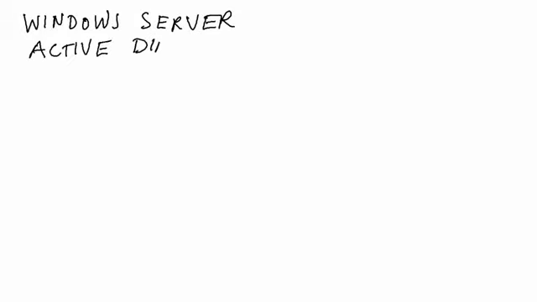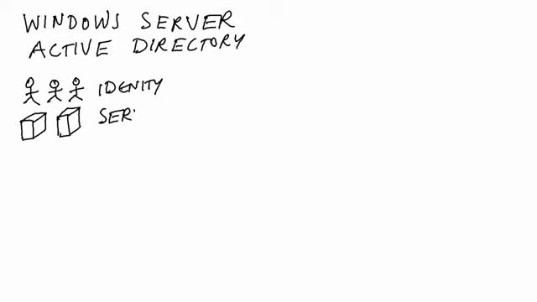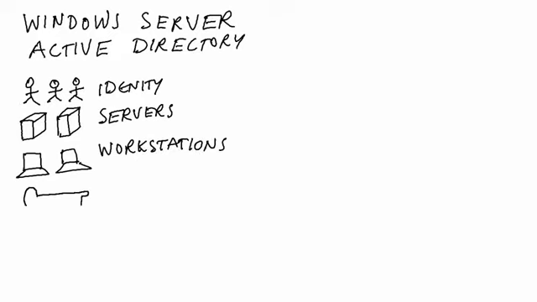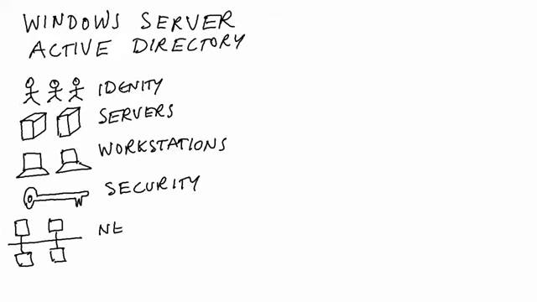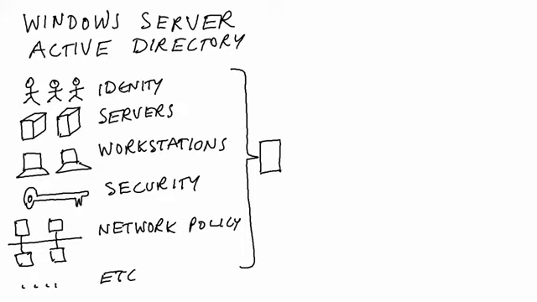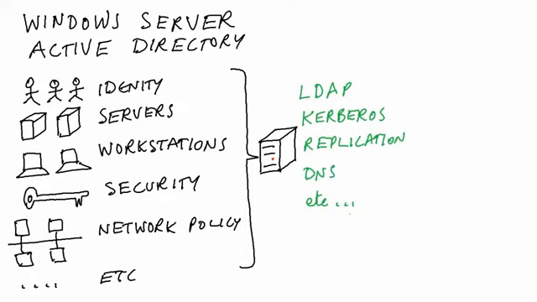Windows Server Active Directory was designed to work on the corporate network, where the enterprise has full control over topology, and it exposes services for the management of identity, servers, workstations, security, network policy, and so on. And these are exposed through enterprise protocols like Kerberos, LDAP, DNS, AD replication, and so on.